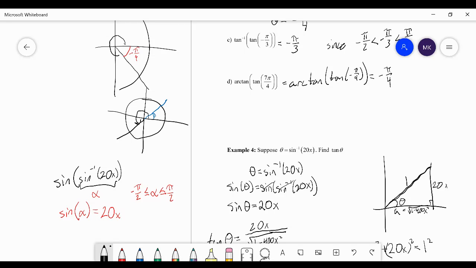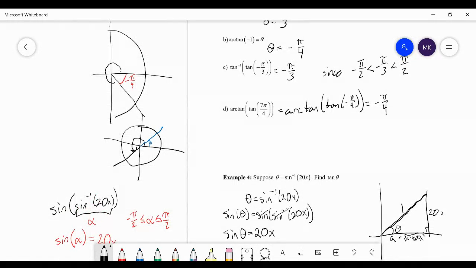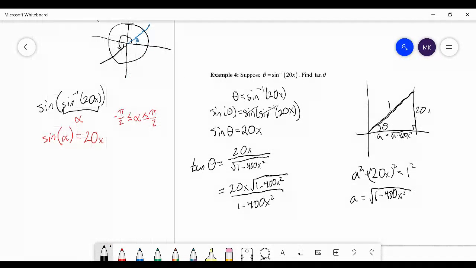The only time we had to be concerned with whether or not that value was within the range was if we were doing the inverse of the actual, right? So if we did inverse sine of sine, we'd have to worry about that. But because we're doing sine of sine inverse, we don't have to worry. It's going to give us this same output value.